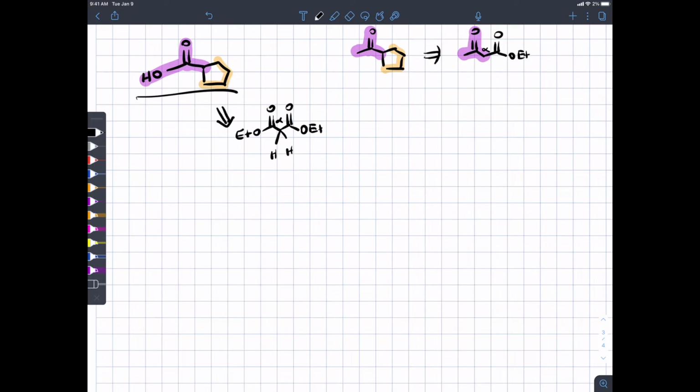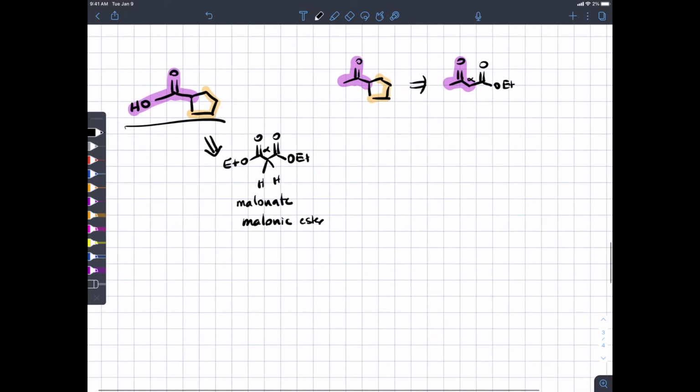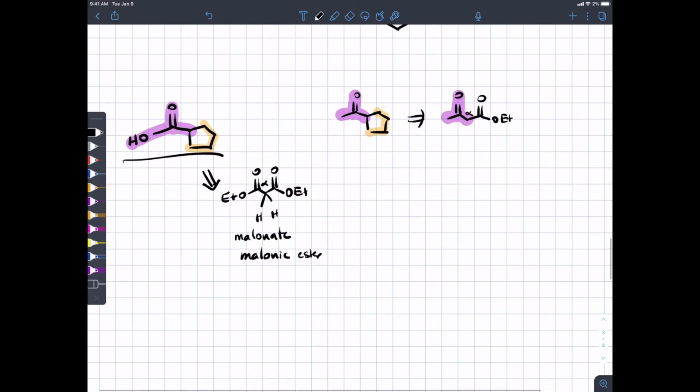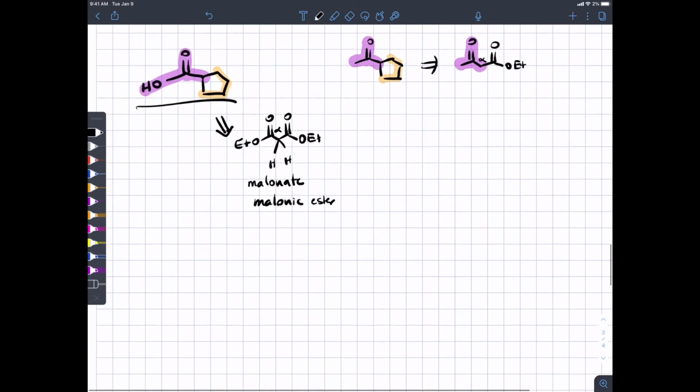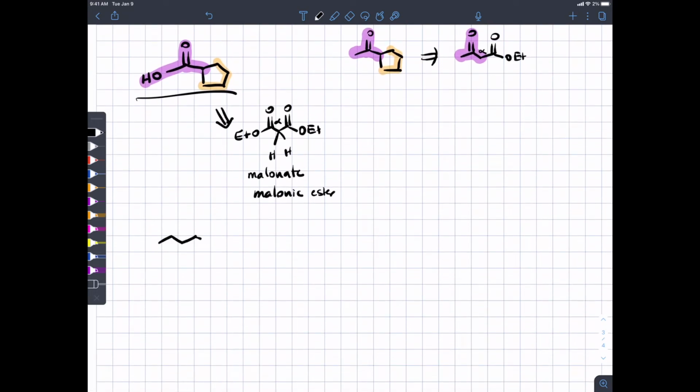And this is called diethyl malonate, or the malonic ester, and your book will call this the malonic ester synthesis, which again is a pain because it masks the similarity between these two reactions. What we're going to do with that starting material is exactly the same as what we did before. We just have to make sure we get the right tether length.